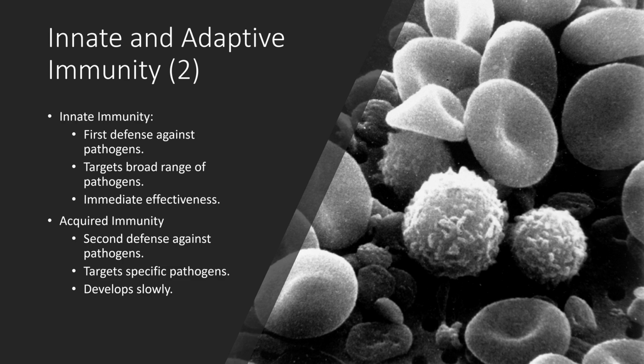The adaptive immunity or acquired immunity is the second defense that is more specific and is activated slowly. It's called adaptive or acquired because the response allows you to create immunological memory that will be used in the future. Also, adaptive immunity or acquired immunity is only present in vertebrates.